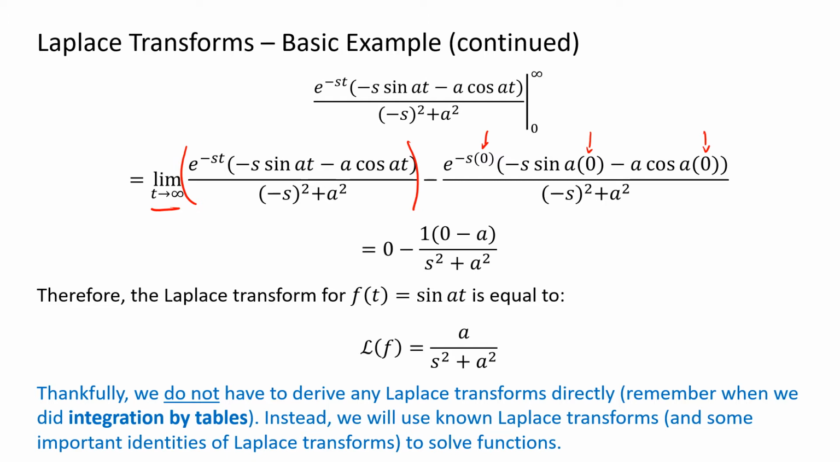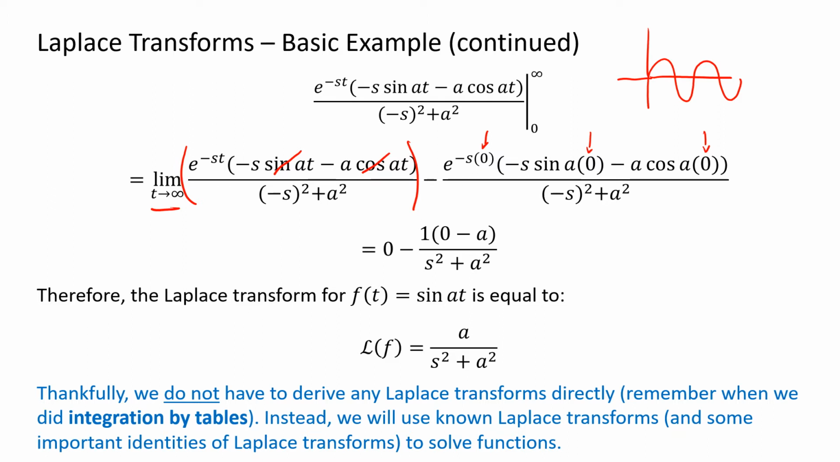There are a couple of items to note here. Sine and cosine are basic functions that always go between positive and negative 1. What you might not know is that as sine and cosine approach infinity, their value just approaches 0. So what happens is that this is 0 minus 0, which just becomes 0.